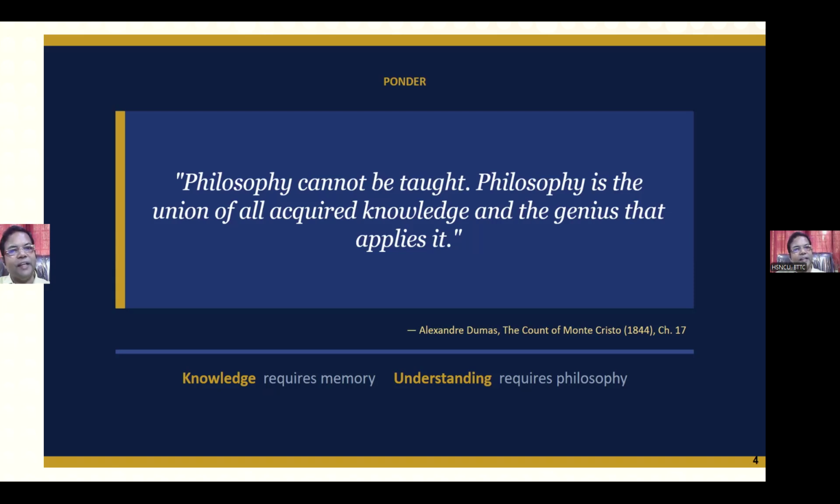A question for reflection. In your own field, who is someone who embodies the genius of application? What is it about their work that goes beyond mere knowledge? Take time to think and answer this question. Now, let us formally enter part 1, that is the meaning of philosophy.